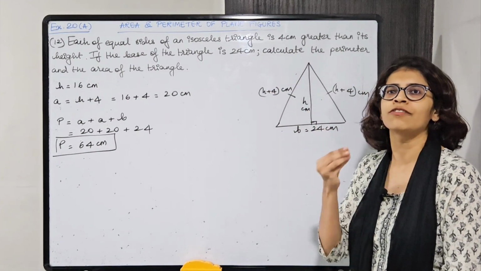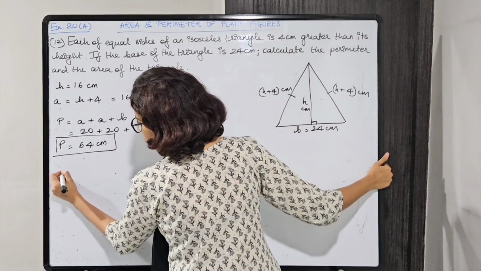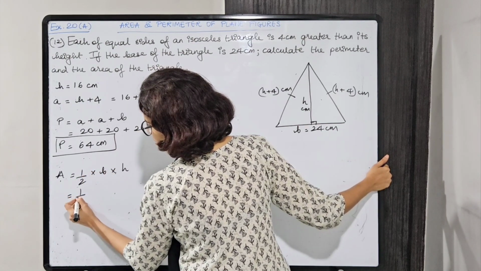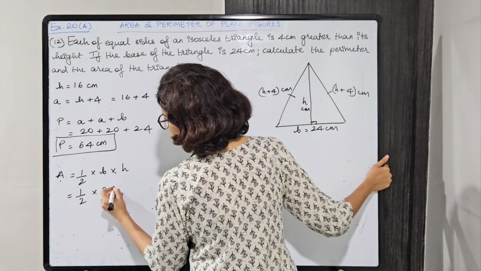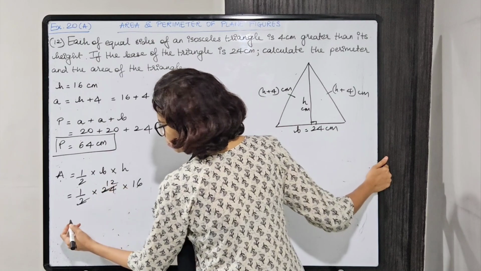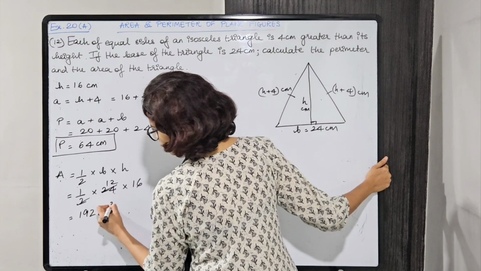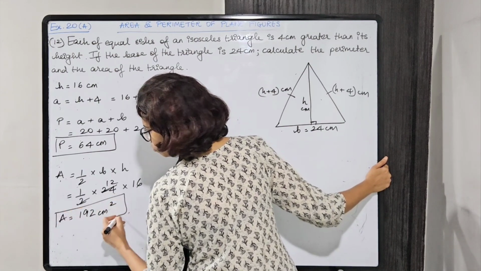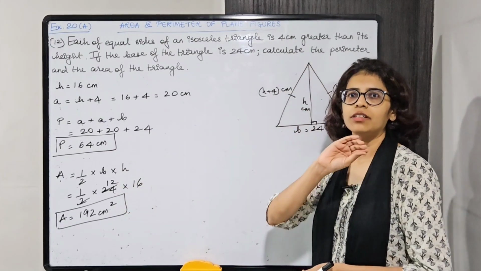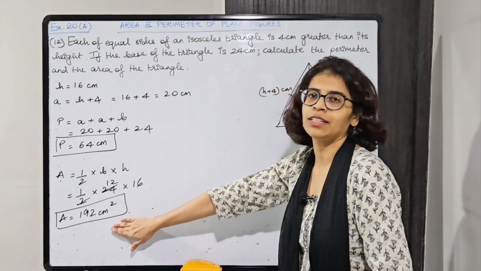So area के लिए I'll be using half into base into height. All right, that will be the easiest formula over here. So area is half into base into height, that will be half into base is 24 and height is 16. 12 into 16, that will give 192 square centimeter. बॉक्स कर दो आंसर को. Perimeter and area both, don't forget the units and write down the final statement. The perimeter of the triangle is 64 centimeter and area is 192 square centimeter.